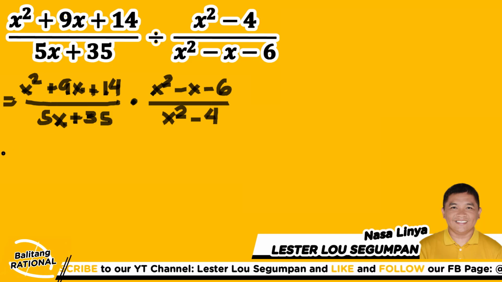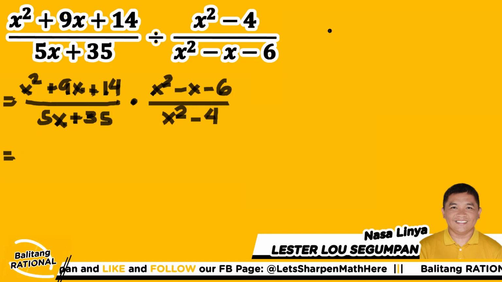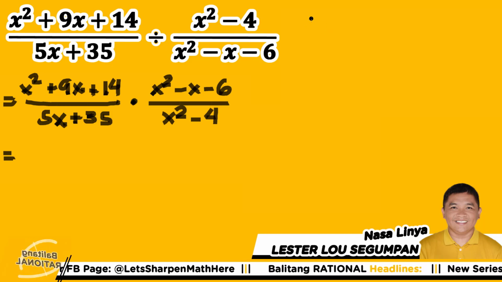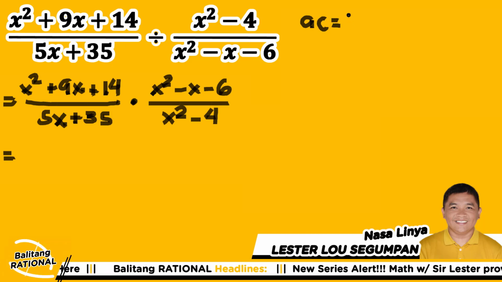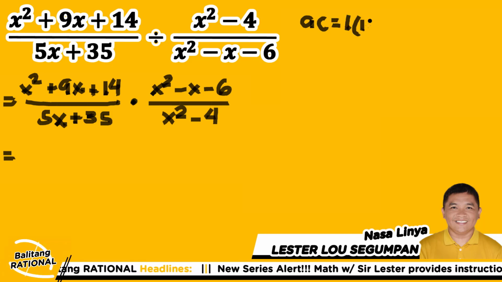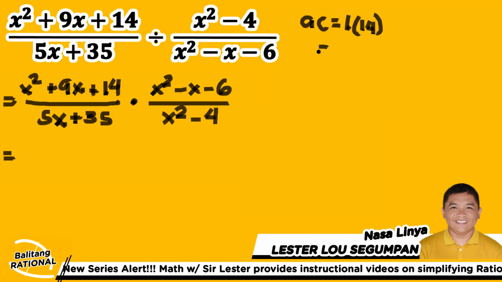So let's start with our first numerator, x squared plus 9x plus 14. It's called a quadratic trinomial because we have three terms. So we can use here the AC way method, or we can multiply A, which is 1, and 14 as our C coefficient of this quadratic trinomial, which gives us a result of 14.